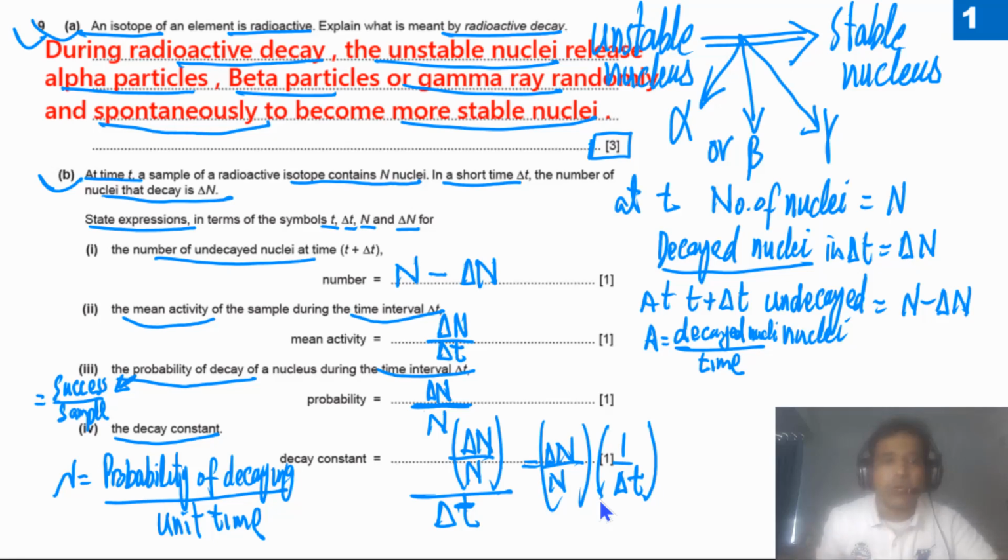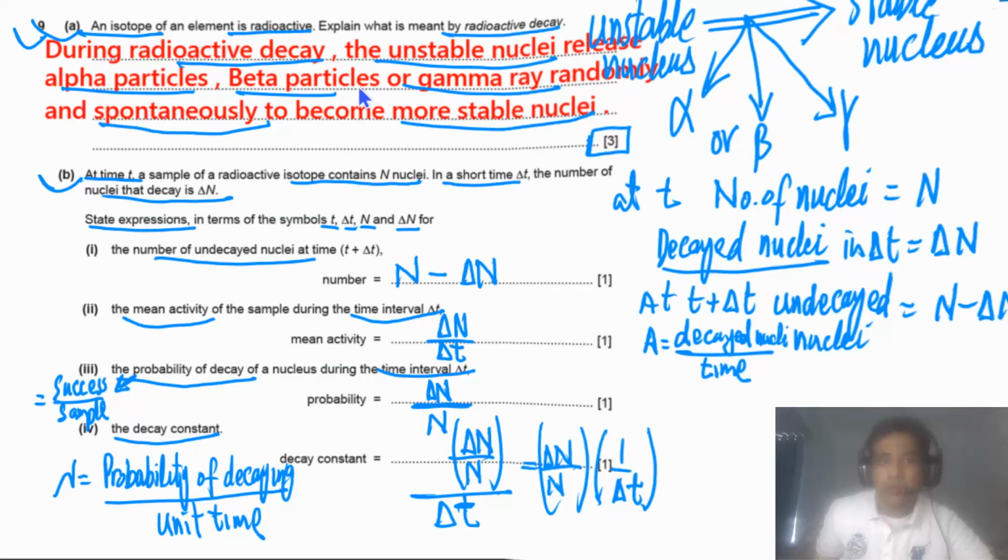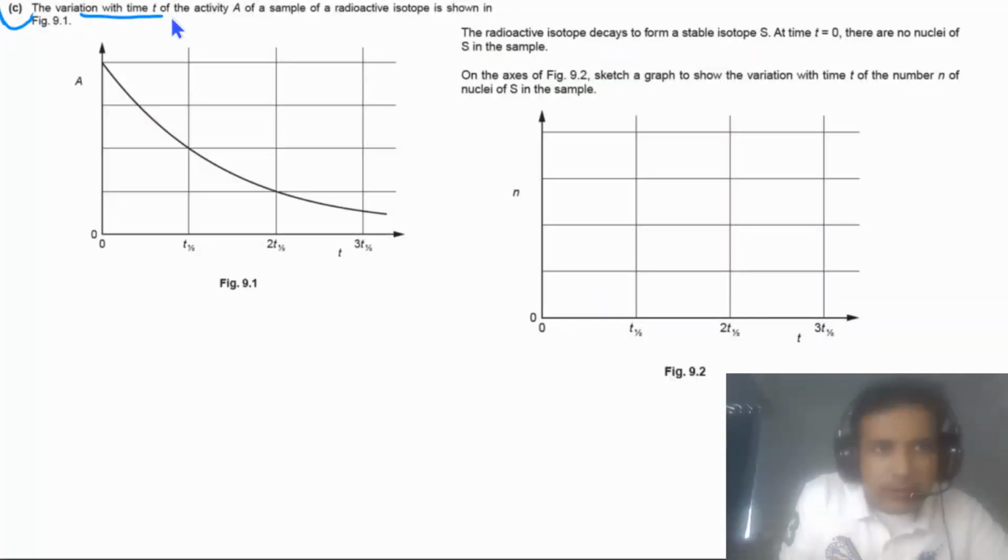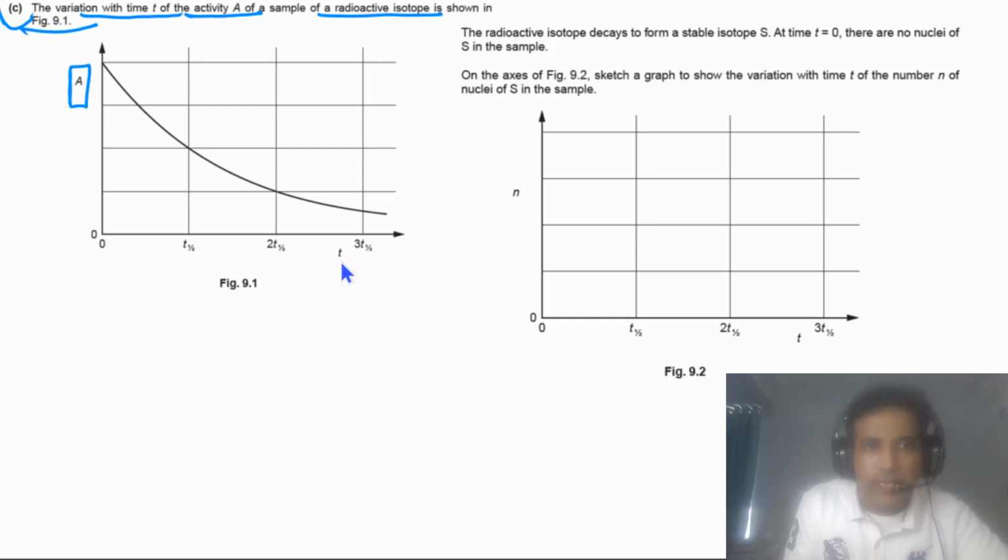So this is how we can write down decay constant. Part C says the variation with time t of the activity A of a sample of a radioactive isotope is shown in figure 9.1. If you look at figure 9.1, we have activity on the y-axis and time on the x-axis.